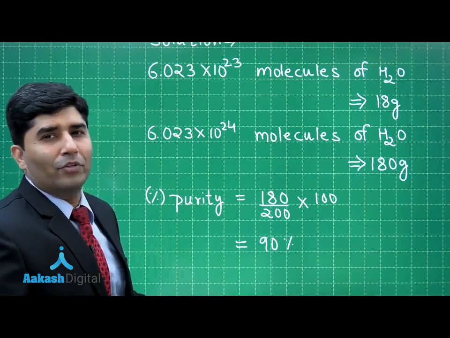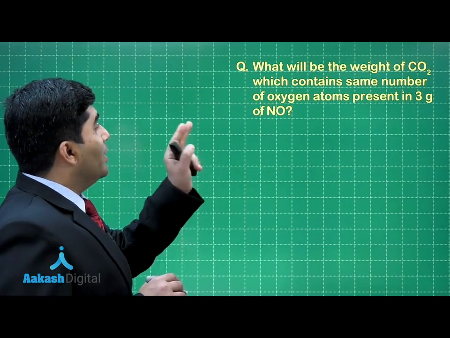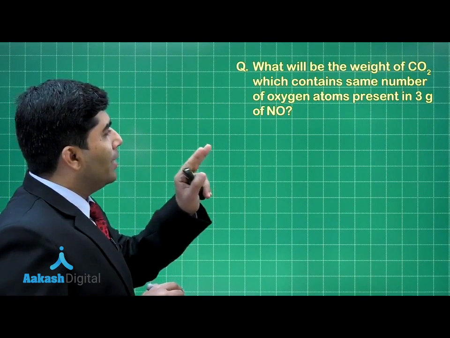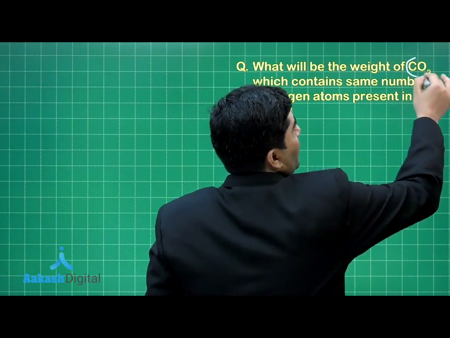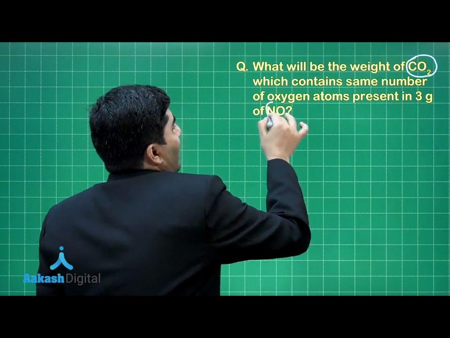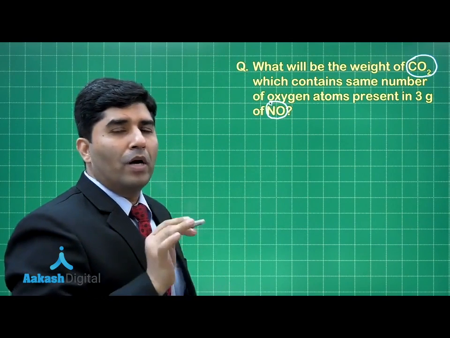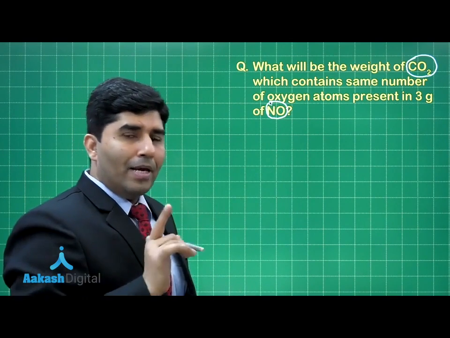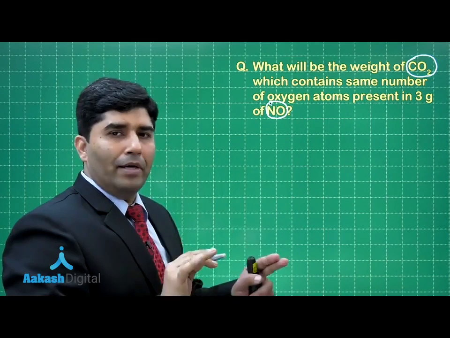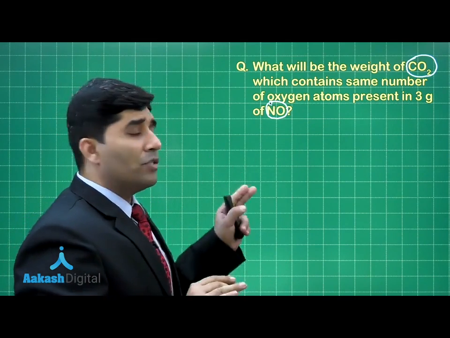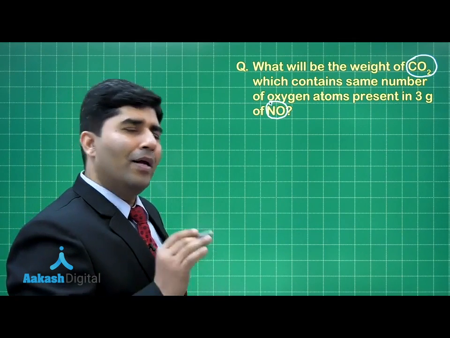Let's solve another question. In this question he is asking what will be the weight of CO2 which contains the same number of oxygen atoms as present in 3 grams of NO. Now guys, there are two compounds. CO2 is given to us and nitric oxide is given to us. In this case, you have to find the number of moles. You can't apply the unitary method. If a single compound is given to you, straight away you can apply the unitary method and you will get the answer. But in this type of question, we have to find the number of moles. Let's solve this question.